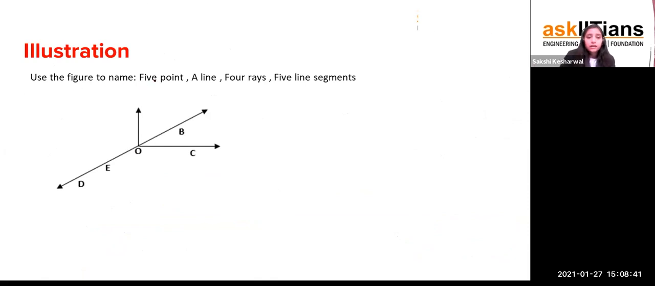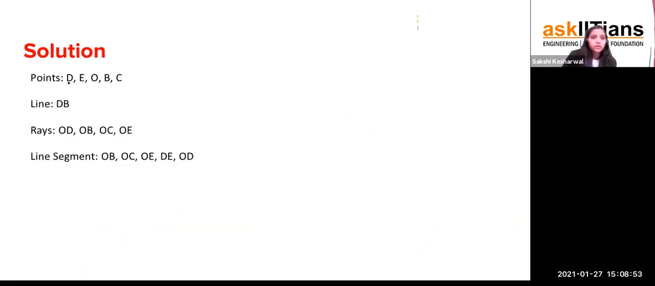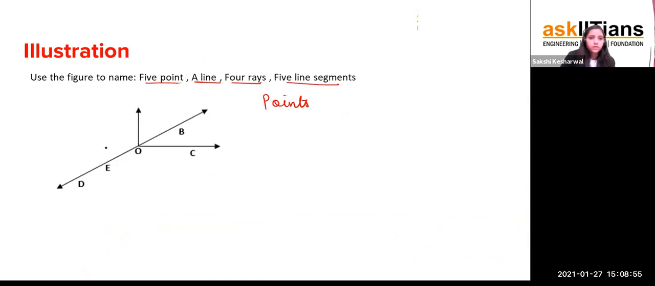Now let's do one illustration. Use the figure, name the 5 points, a line, four rays, and a line segment, right? So the 5 points are what, beta? Just see over here, I'll write it. This is the point D, this is E, this is O, this is B, and this one is C. So the points will be D, E, O, B, and C.